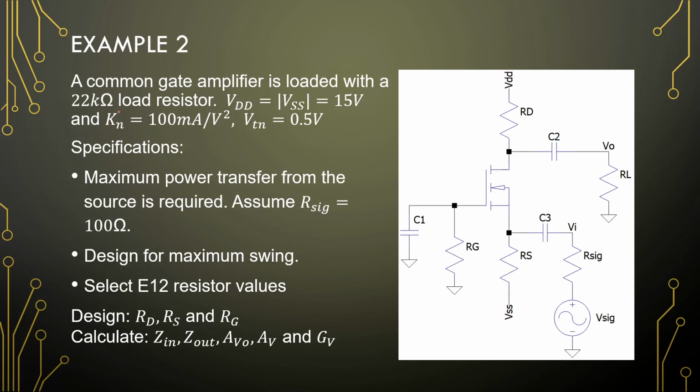Our second example is take a common gate amplifier loaded with 22 kilo ohms, 15 volts positive rail and a negative rail, 100 milliamperes per volt squared transistor, threshold voltage of 0.5. We should design for maximum power transfer with our signal of 100 ohms. So looking in, we should also see 100 ohms. Design for maximum swing again, and calculate the rest of the parameters.